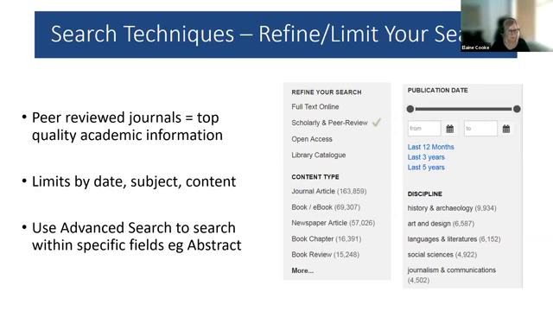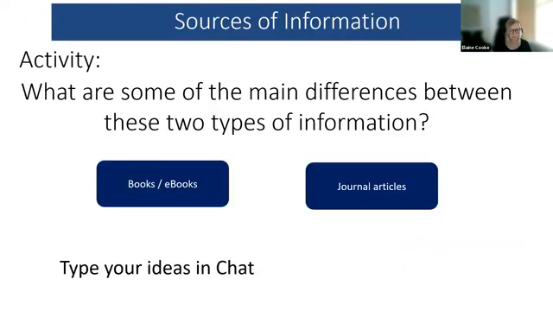And as I mentioned on the previous screen, use the advanced search, often searching within abstract, which is a summary of the article or the book, can be a more specific search as well if you're getting just too many results.